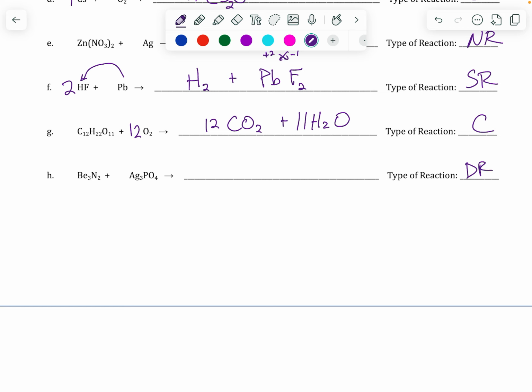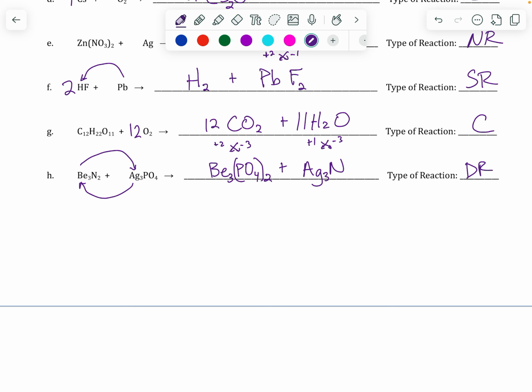Beryllium and silver are going to switch places. Beryllium is going to end up with the phosphate group. Beryllium's a positive 2 ion, negative 3, 3, parentheses 2. And then silver and nitrogen are now together. So I need to rebalance those charges.